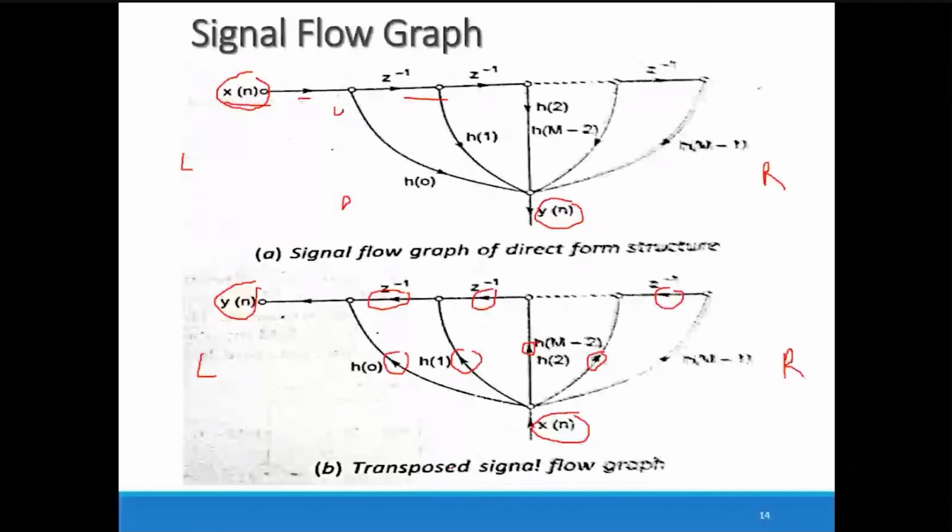Let me stop here for the transpose form structure. In the next lecture, we go for the cascade form structure. Okay, just a second, I am stopping the presentation.